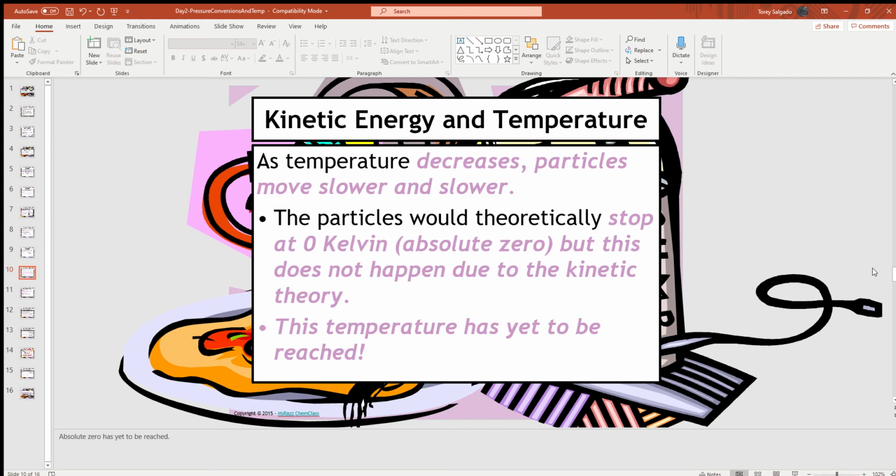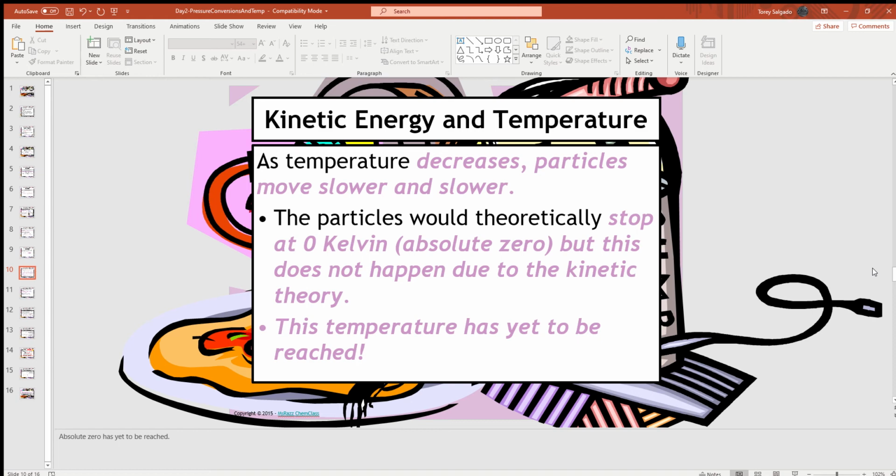So as temperature decreases, particles move slower and slower, and we saw that when we looked at that blue curve, right? Temperature decrease, they're moving nice and slow. So the particles would theoretically stop when you get to 0 Kelvin, right? 0 temperature would mean 0 kinetic energy. But turns out this doesn't quite happen.